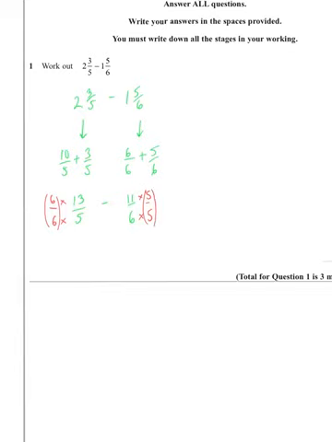So that's the idea of getting the denominators the same. We're timesing top and bottom by the same number, which is like timesing the whole fraction by 1, which does not change its value. So we're left with 78/30, take away 55/30, which will give us 23/30.